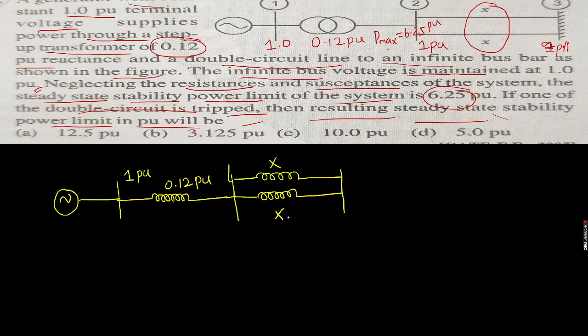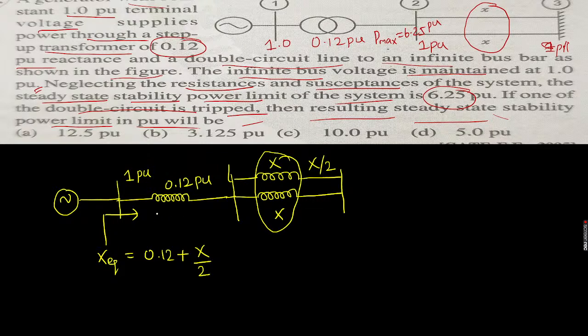This is also given as X. Now tell me, from the generator, what is the total reactance? The total X equivalent will be 0.12 per unit plus X by 2. Am I right, sir? Since these two are connected in parallel, the net reactance will become X by 2. Then this X by 2 and this 0.2 are both connected in series. That is the net reactance.